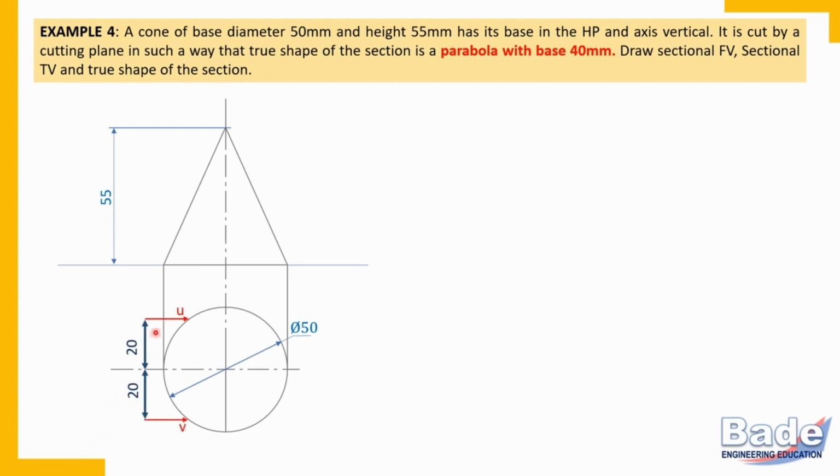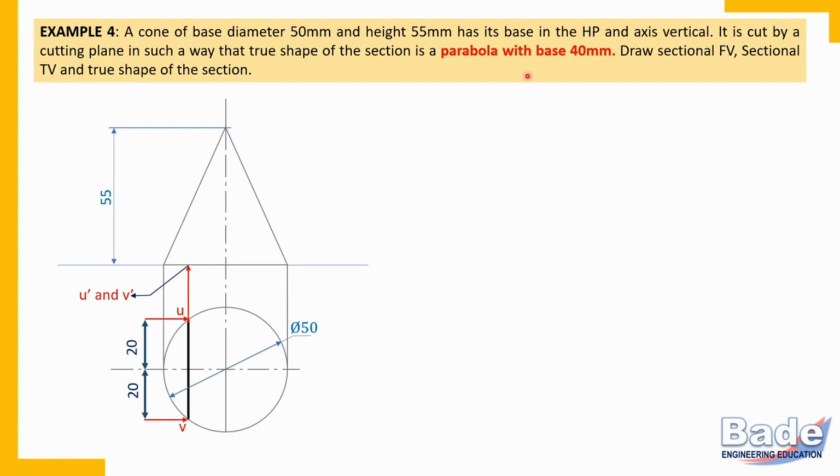Have you realized 20 millimeters and 20 millimeters symmetrically we have measured, and we have transferred those points on the circular base. So here it is point U, here it is point V, and this is that line UV, the base of the parabola, which is 40 millimeters long. Now in the top view, U and V are here. To transfer U and V in the front view, by drawing vertical projectors, we have transferred U and V in the front view. Of course, U and V are on the base. So in the front view, we have transferred U and V on the base. So these are those 2 points, U dash and V dash.